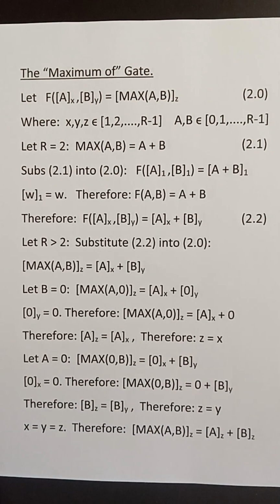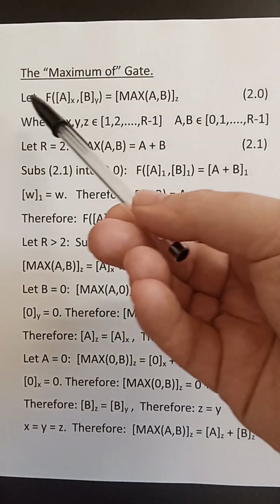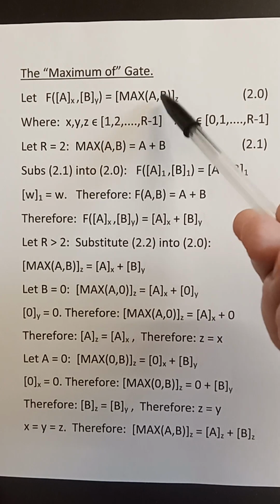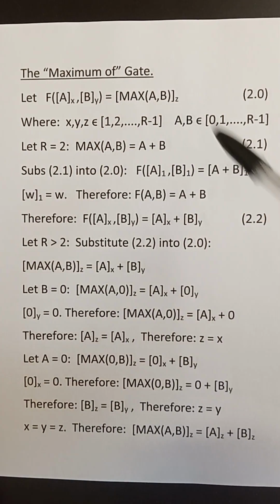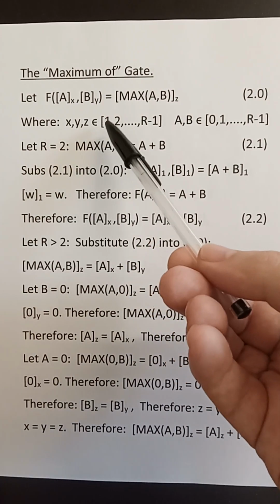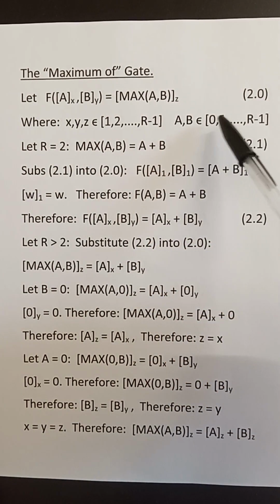Next we're going to deal with the maximum gate. It's a similar procedure as with the minimum gate. So we let f a to the x, b to the y equals max a b to the z. And again x, y, z are members of 1, 2, r minus 1. A and b are members of 0, 1, 2, r minus 1.